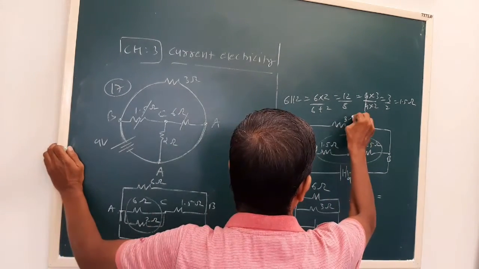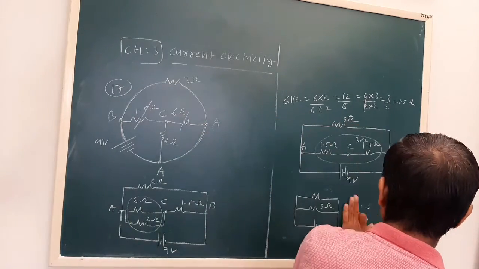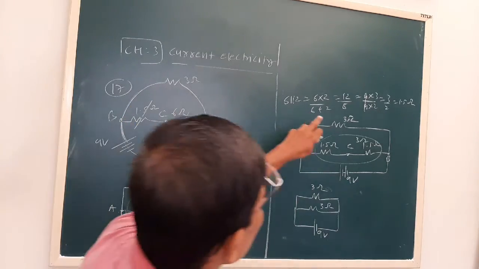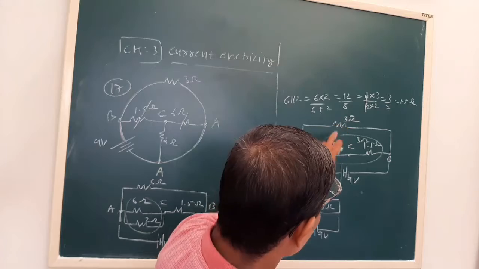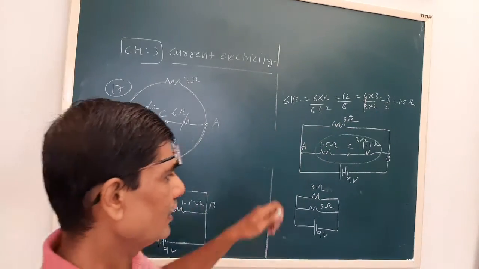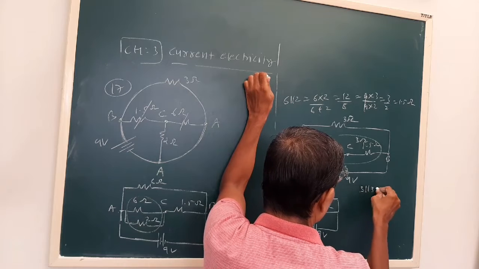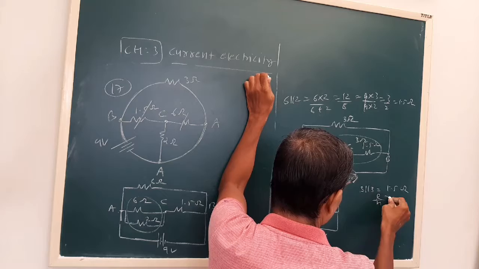Sorry, there is some mistake here. This is 3 ohm, so we should write this 3 also. So finally 1.5 plus 1.5 is 3, in parallel with this 3. Now see, parallel of equal resistances, 3 parallel 3 will be equal to 1.5 ohm. You can use R by N.